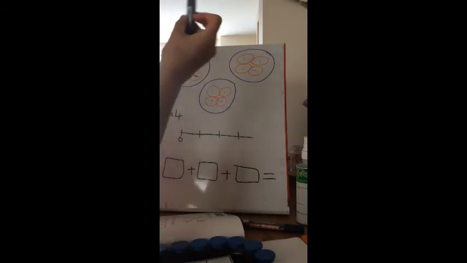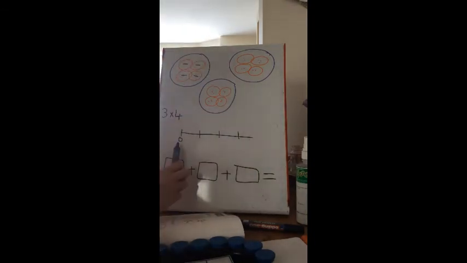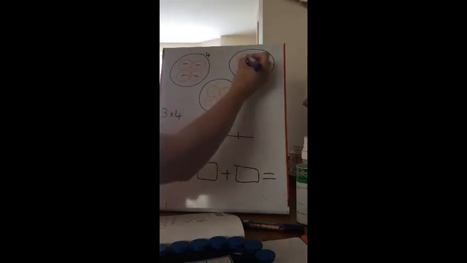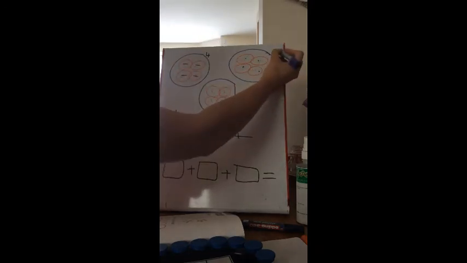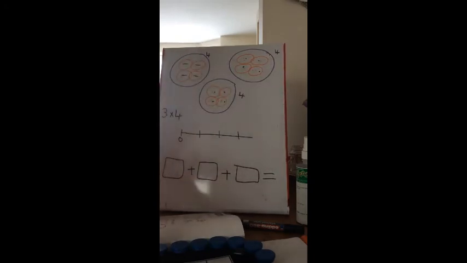So let's have a look here. I've drawn myself a number line and I've started it at 0. Now I'm not going to do my number line in ones, because we're not counting in ones. What are we counting in? 4s, because we're looking at how many is in each group. There's 4 in this group, 4 in this group, and 4 in this group. So we're counting in 4s.